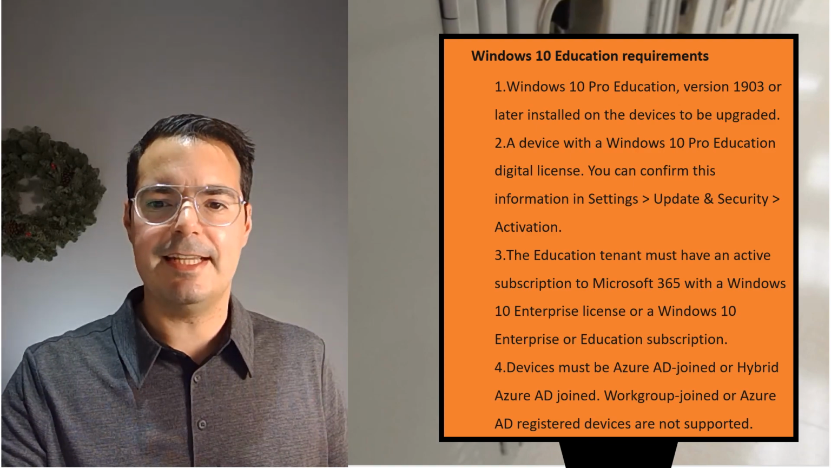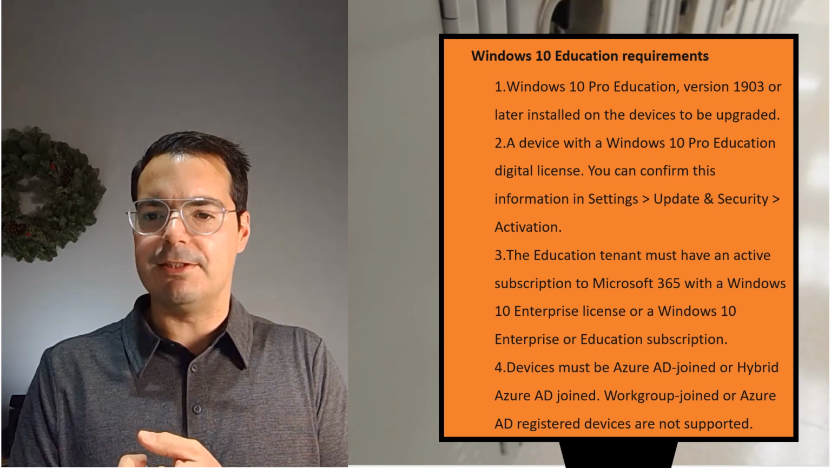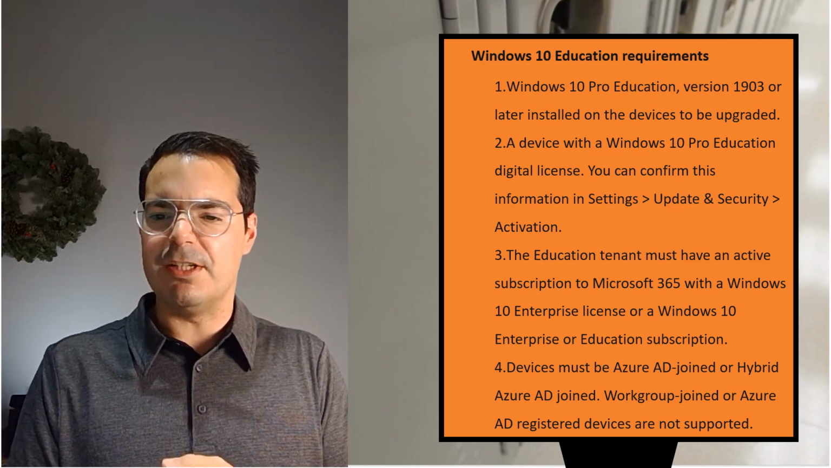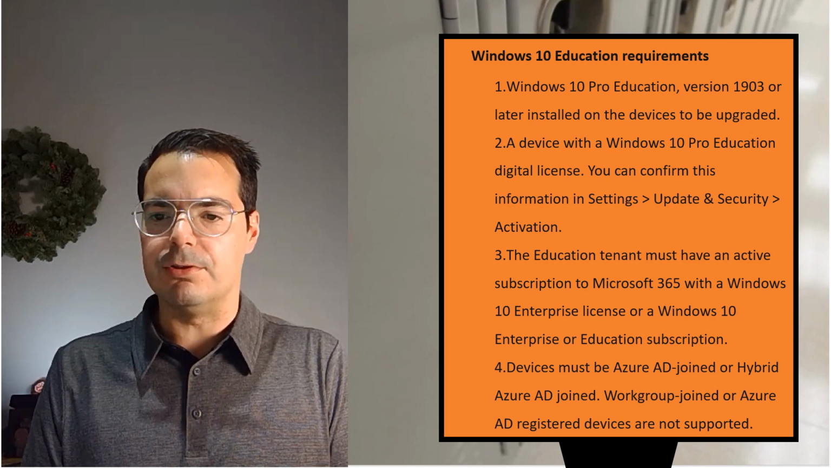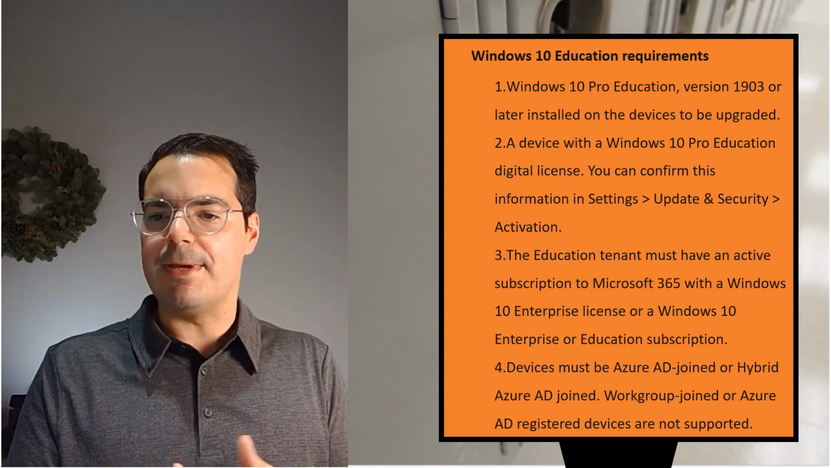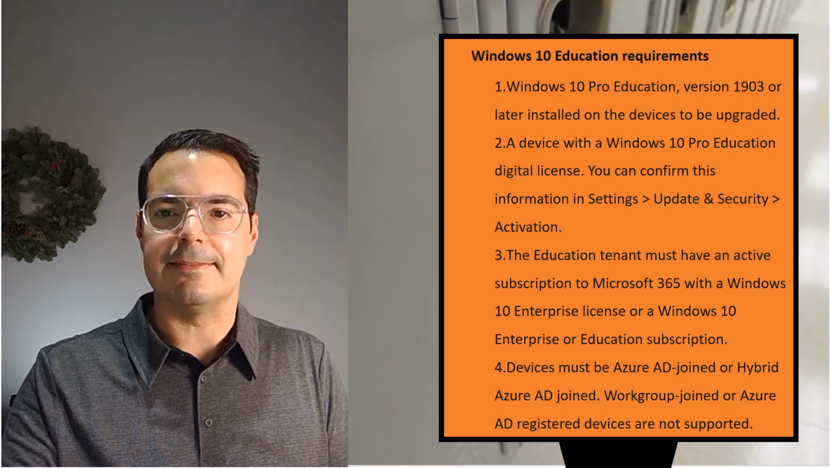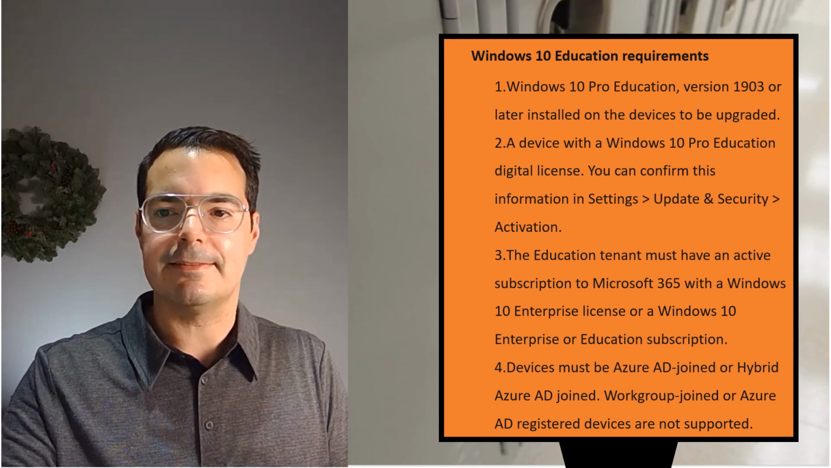So let's take a look at, assuming that we've set up Azure Active Directory to allow users to join devices. We understand that users would have to log in with their AAD credentials. Let's talk about how we actually assign that Windows 10 subscription license.